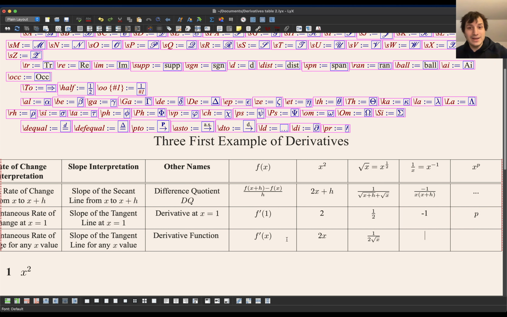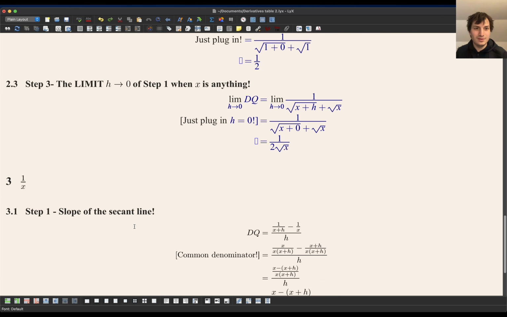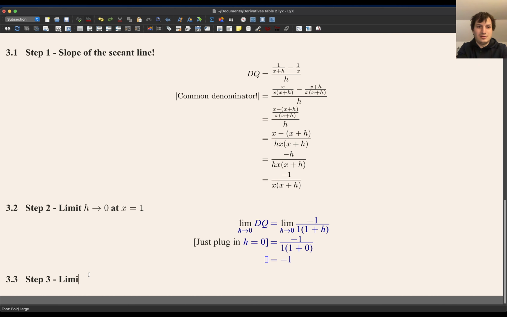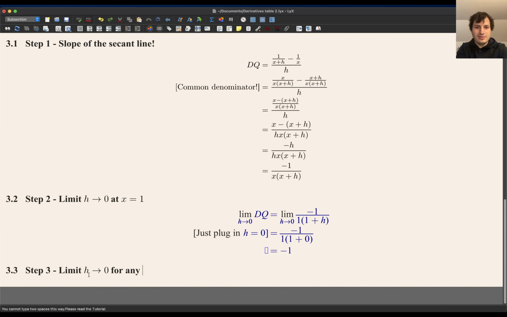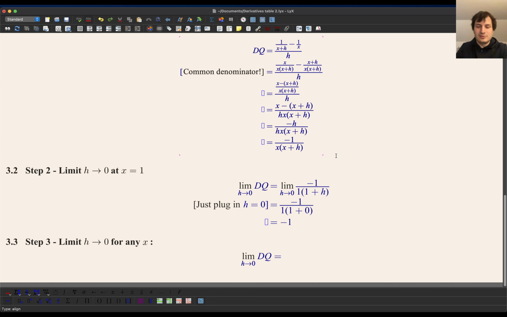Better question, what is the derivative function? Can we figure this out? What is the derivative function here? Okay, let's see if we can do it for this column. And if we can do that, we can maybe guess the pattern. And that's step 3. Here, it's the limit as h goes to 0 for any x value. And the nice thing is, again, you just have to do the limit of the difference quotient. Let's write it out: the limit as h goes to 0 of the difference quotient.